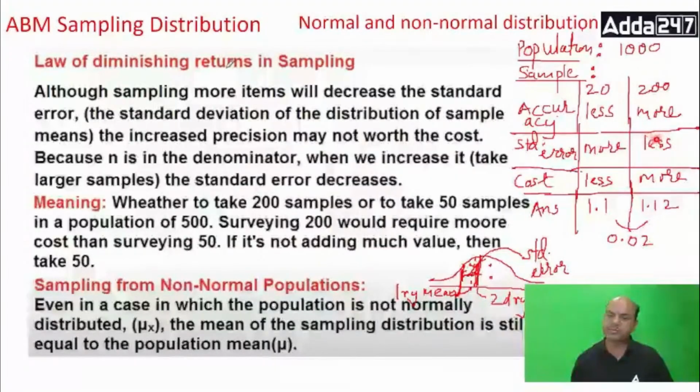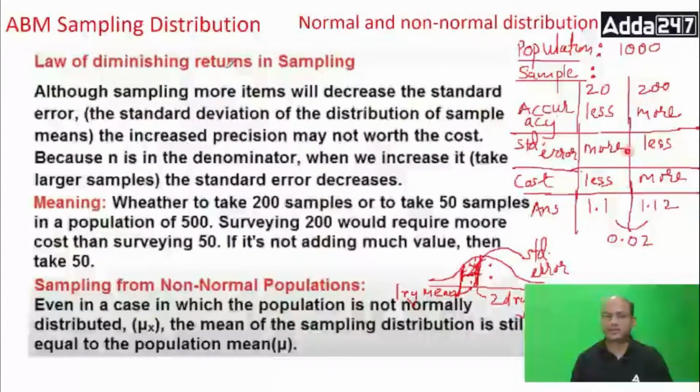Right? What is the cost? For taking 20 samples, cost will be less. For taking 200 samples, cost will be more. Isn't it? Got this point? So, kindly understand. Law of diminishing returns means as you go on increasing the samples, your accuracy increases, but your cost also increases. See, less, more, less, more. So your accuracy increases and your cost also increases.